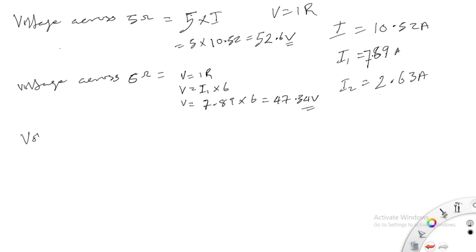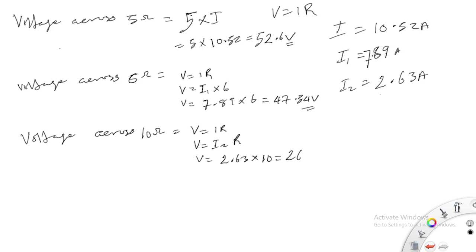Now voltage across the 10 ohms resistor is V equals IR. Which I are we having? We're having I2. V is equal to I2, which is 2.63, times R, which is 10, which is equal to 26.3 volts.